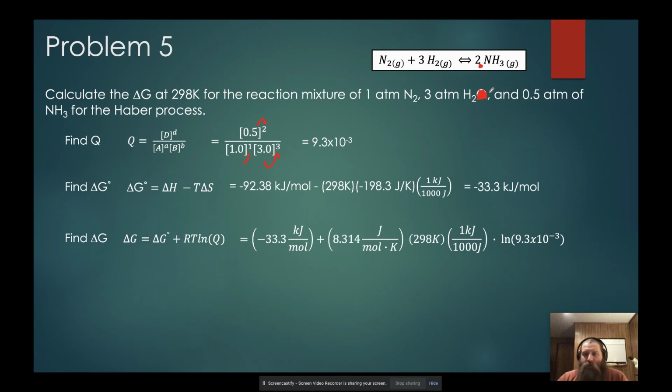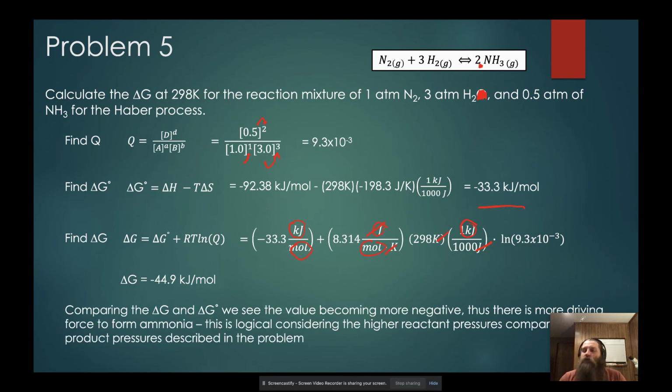Well, I have those values, so I just need to plug them in. Delta G prime, we already found. R is 8.314 joules per mole Kelvin. I have the temperature. I'm going to convert the joules in this value over to kilojoules so that I can add like terms. Kelvin is going to cancel, joule is going to cancel, and I'm going to be left with kilojoules per mole. There I have my like terms. I'm going to multiply that by the natural log of 9.3 times 10 to the negative third. That gives me a negative 44.9 kilojoules per mole value.